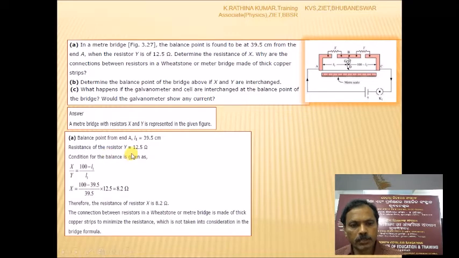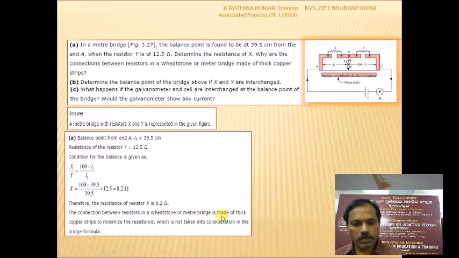Next, the resistance of the resistor Y is equal to 12.5 ohm. The condition for the balance is given by X by Y is equal to 100 minus L1 by L1. This is the equation of the balance condition of the meter bridge or Wheatstone bridge. The meter bridge is based on the principle of the Wheatstone bridge. Then X is equal to, on substituting, 100 minus 39.5 divided by 39.5 into 12.5 ohm. Therefore, the resistance of resistor X is 8.2 ohm. That unknown resistance can be found out.